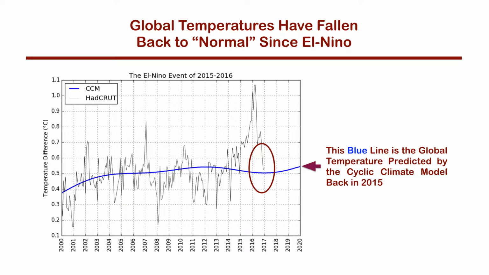The blue line is the prediction of the cyclic climate model. The black line is measured temperature data. And as you can see inside the oval, right now the measured data tends to agree with the model prediction very closely.